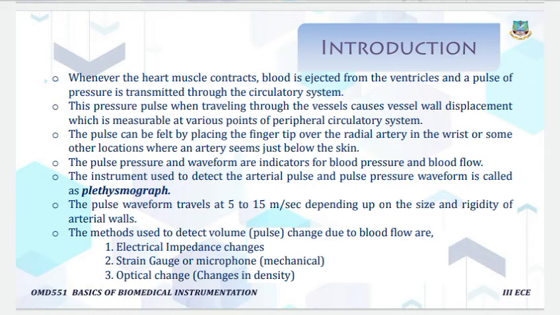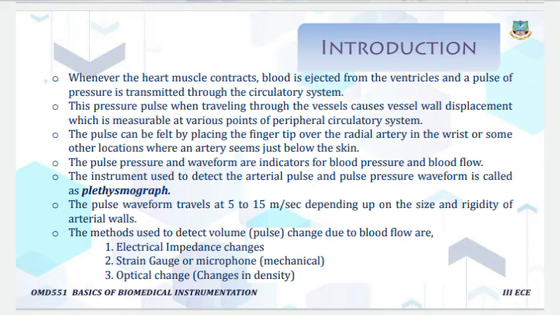All of you, place your fingers on the wrist. Just check your pulse. Is it possible to check your pulse? Yes, right. The pulse can be felt by placing the fingertips over the radial artery in the wrist, or some other location where an artery lies just below the skin. That is just how we are measuring the pulse. Just placing our fingertips on the wrist where the radial artery is, we are able to identify the pulse rate.